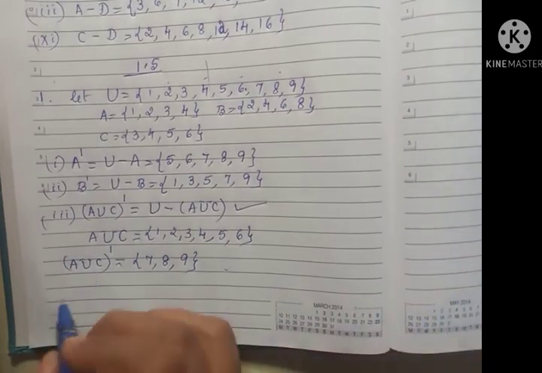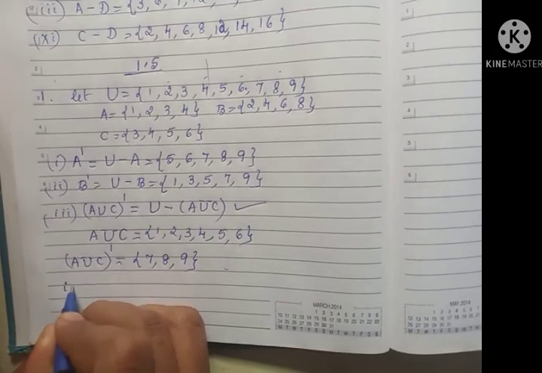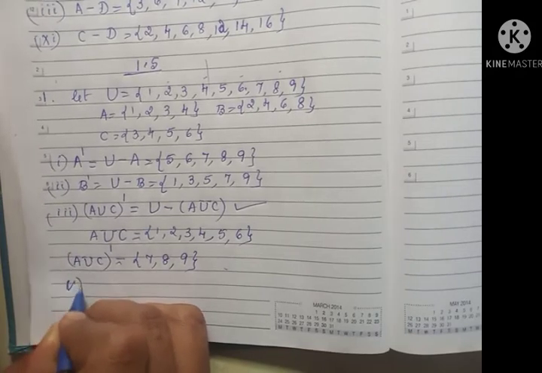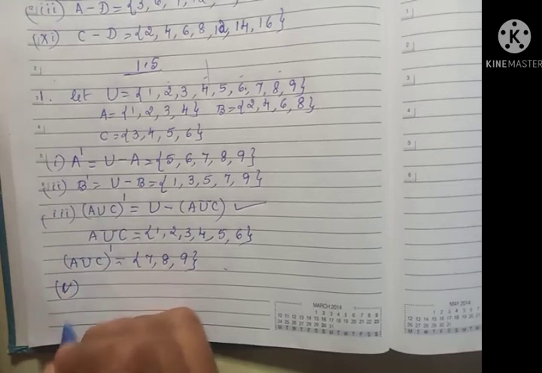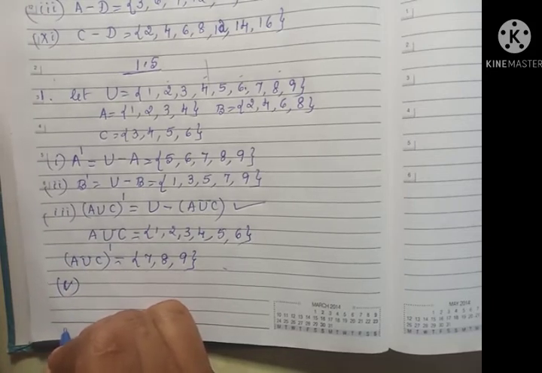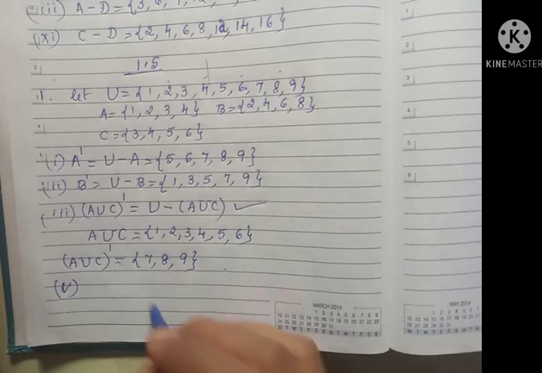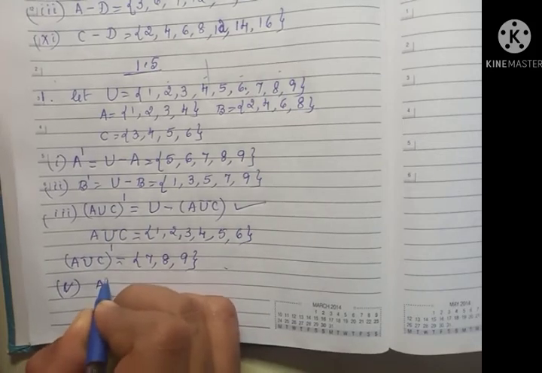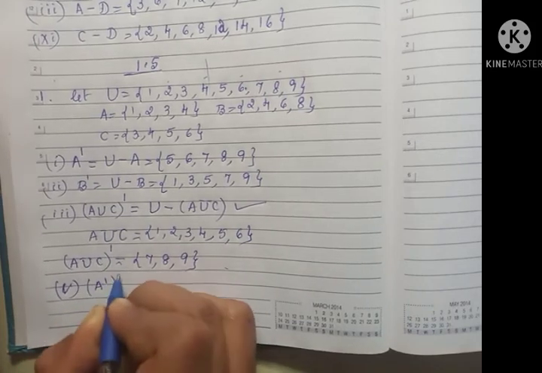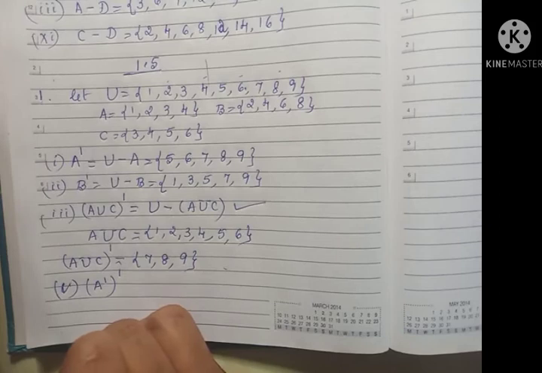Next, fifth one. I'll take the fifth one. The fourth one is similar to this: A union B whole dash. Find out A union B. Then take the difference between the universal set and A union B. Okay. The fifth one is A complement and take its complement.